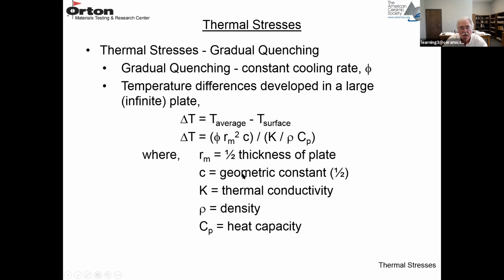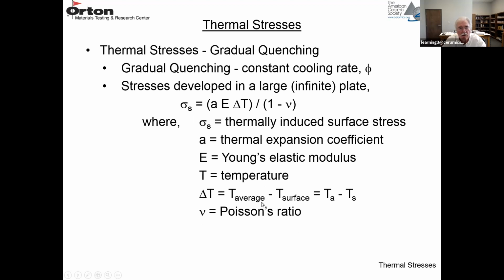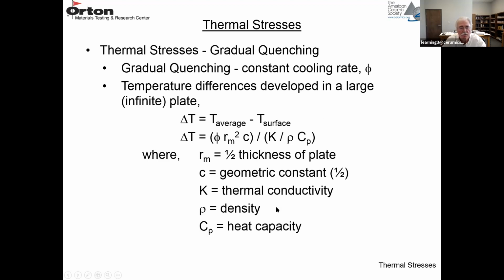Each type of configuration has a different geometric constant. For a plate, it's 1/2. So C is a constant of 1/2 for a refractory in the shape of a plate. That's divided by K, the thermal conductivity, rho, the density, and Cp, the heat capacity. So we went over these thermal properties the first day. So that's the equation for delta T, which you substitute back into the equation over here to give you the stresses that are developed on the surface.